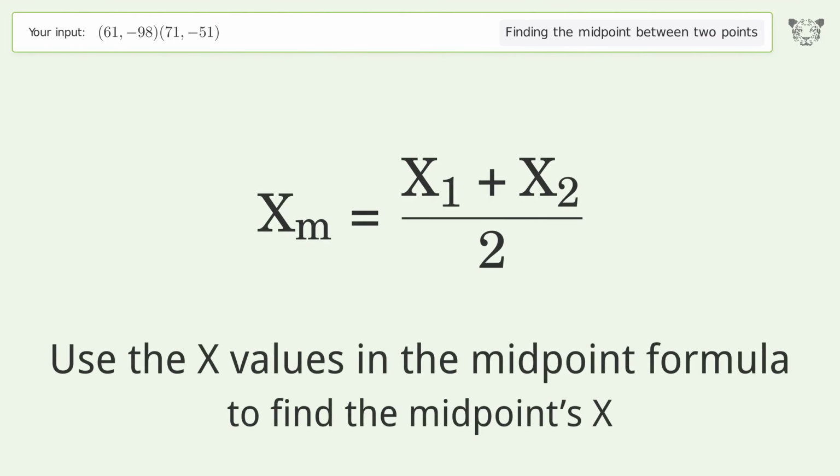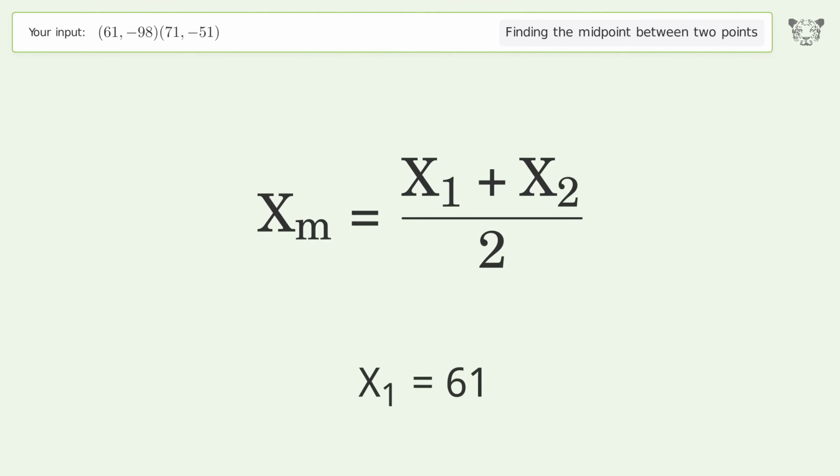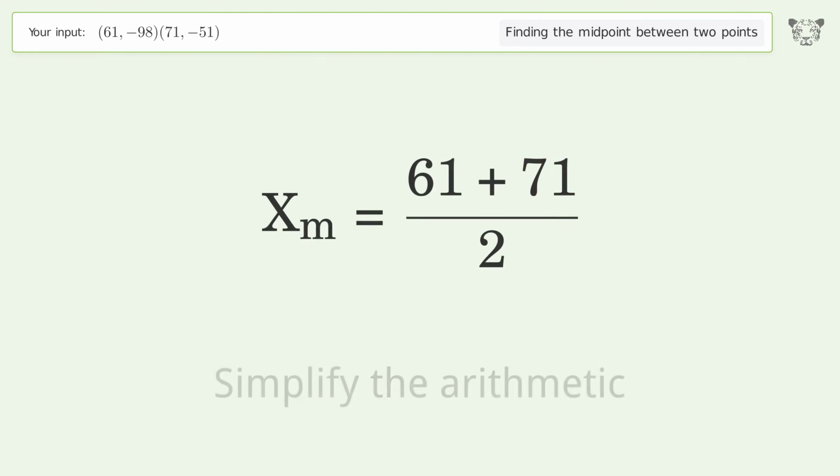Use the x values in the midpoint formula to find the midpoint's x. x1 equals 61. x2 equals 71. Simplify the arithmetic.